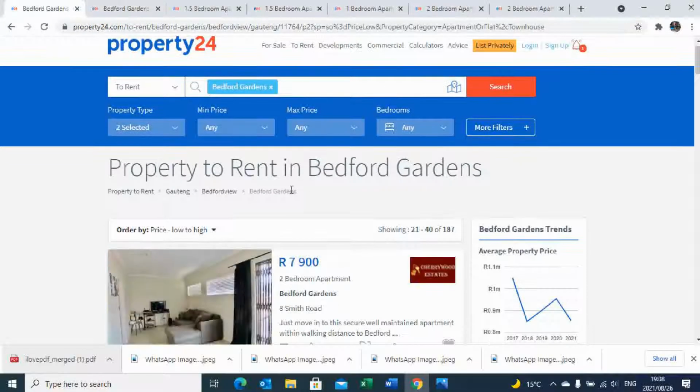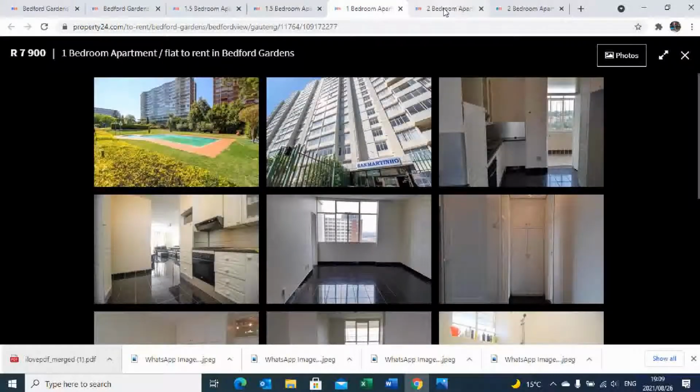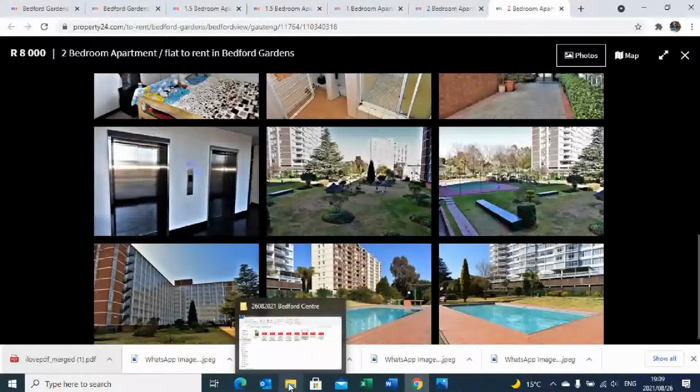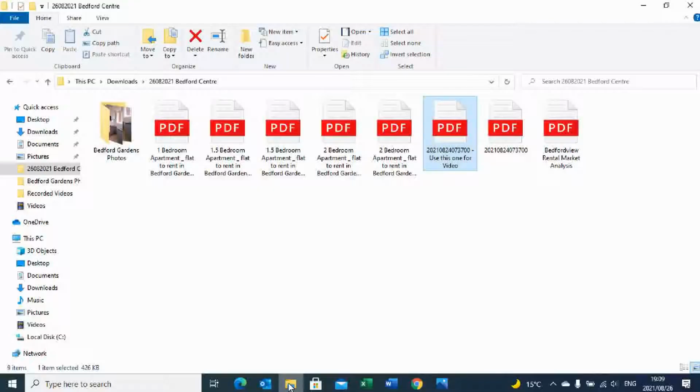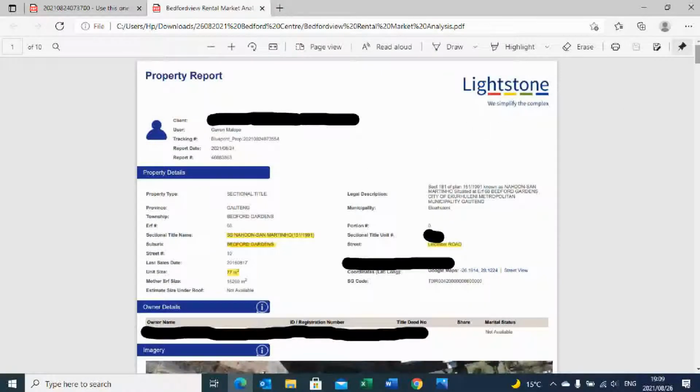Other than that, Bedford Gardens overall has almost 187. It's a lot. And now you're also placing your property on the market, so you have to work smart. So we've done a presentation. You need to present this to the owner. Now you're going to combine everything that you've done. We do have a tutorial on how to match the documents. So eventually this is how it's going to look. This is your unit.